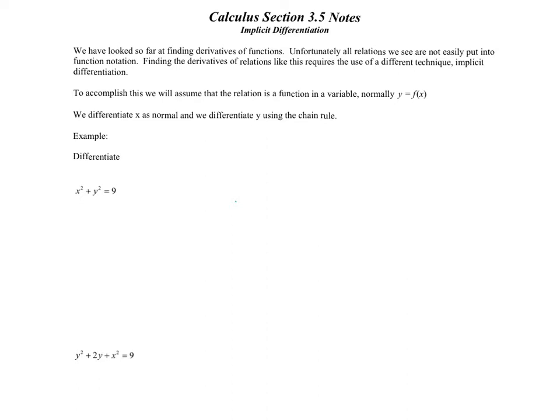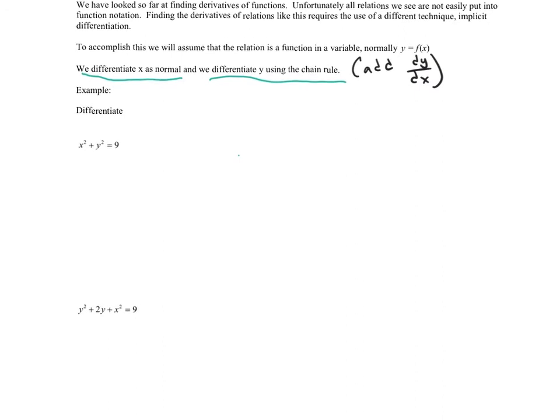In general, it's pretty straightforward. We're going to differentiate x as normal. If you see just an x, we differentiate it just like we always would. And we're going to differentiate anything with a y using the chain rule. Anytime we differentiate something with a y, we add a dy/dx. Because we're not differentiating with respect to x, we add this extra factor to account for that. Once you do a couple, they're actually not so bad. So we'll look at an example of how we would do this.